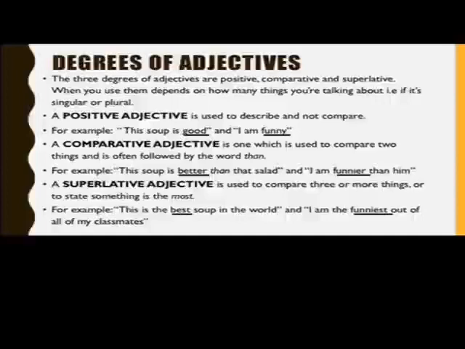A comparative adjective is one which is used to compare two things and is often followed by the word than. For example, this soup is better than that salad, and I am funnier than him. Here, better and funnier are comparative adjectives. A superlative adjective is used to compare three or more things or to state something is the most. For example, this is the best soup in the world, and I am the funniest out of all of my classmates. Here, best and funniest are superlative adjectives.